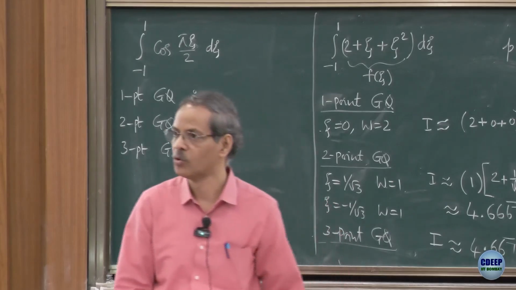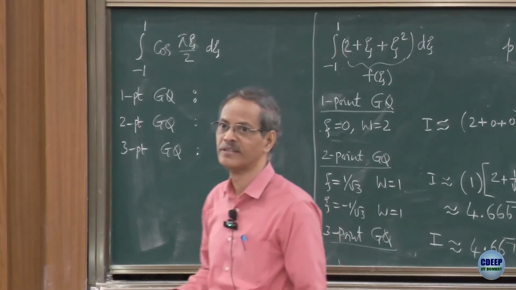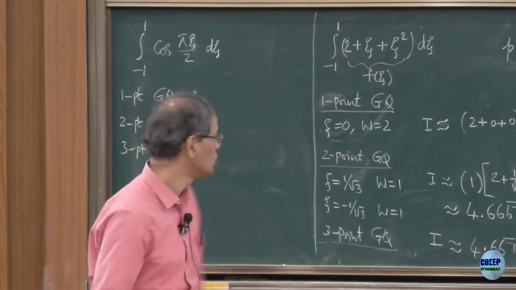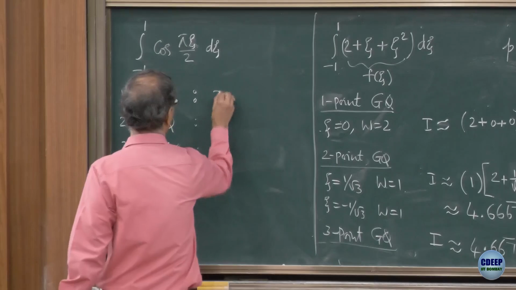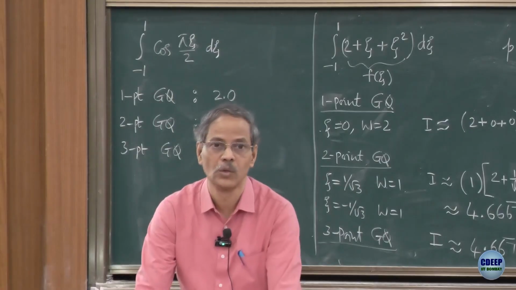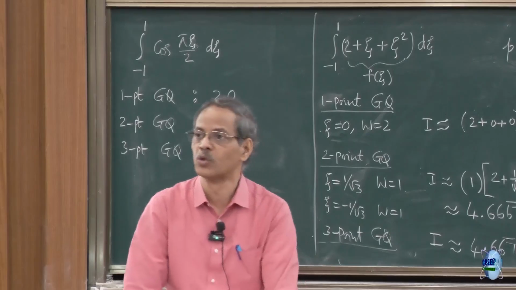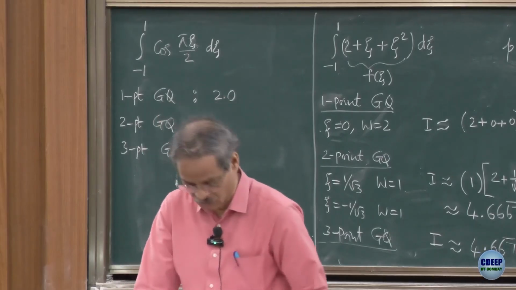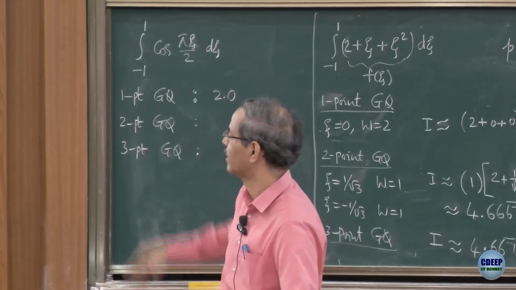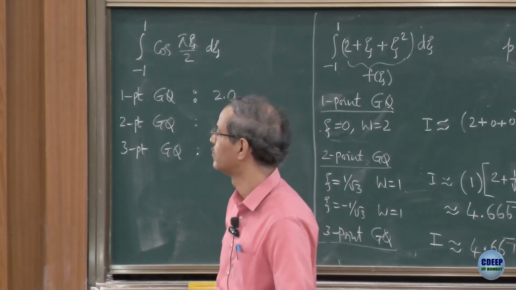Yes. The 1-point rule is zeta equal to 0. So, cos of 0 is 1, and then multiplied with the weight function 2. So, this is 2.0. Okay. So, the 2-point rule: the weights are this and the sampling points are this, 1 by root 3 and minus 1 by root 3.